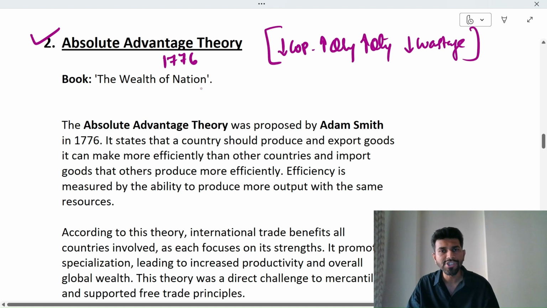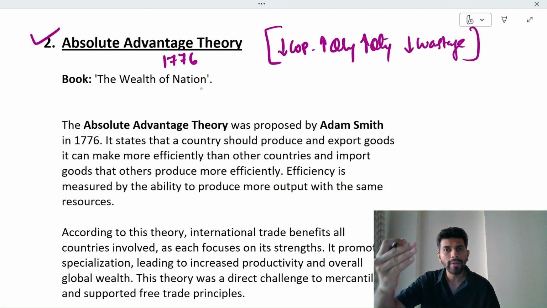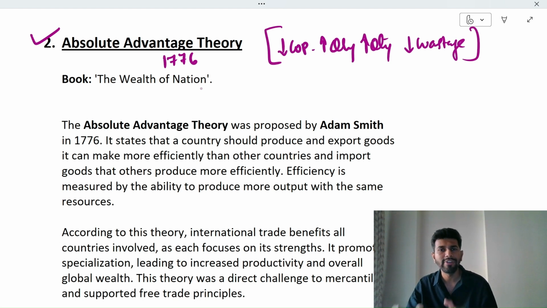Whenever I use the word efficiency, remember more quantity of production, more quality at a cheaper rate, and less wastage. So Adam Smith said that both countries can benefit if both produce and export to the other country the goods in which they are efficient. In other words, exchange of goods and services can take place only if each country produces one commodity at an absolutely lower cost of production than the other country.